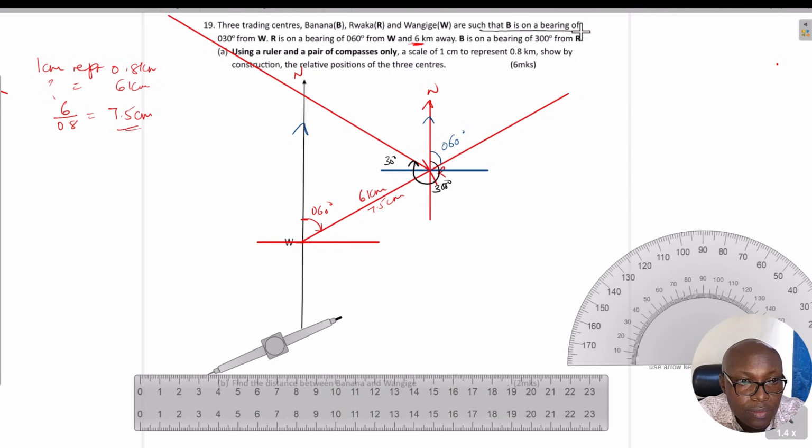I don't know how I jumped these. I jumped the first statement here. I continued from the second statement here: R is on a bearing of 060 degrees from W. I don't know why I started with that. All the same, there's no harm. We can still fix that. B is on a bearing of 030 from W. So from W, bearing of 030, you just need to measure 30 degrees in order to get the position.